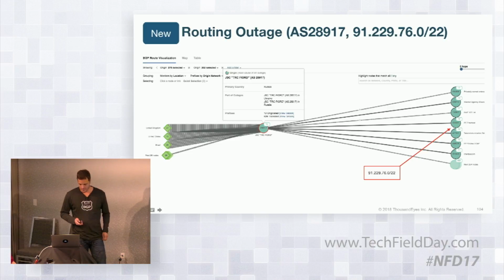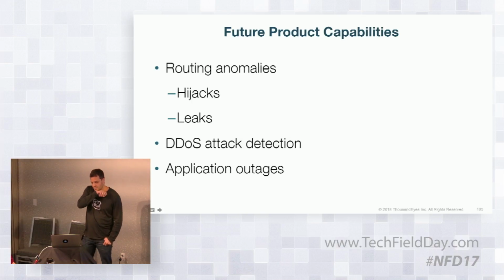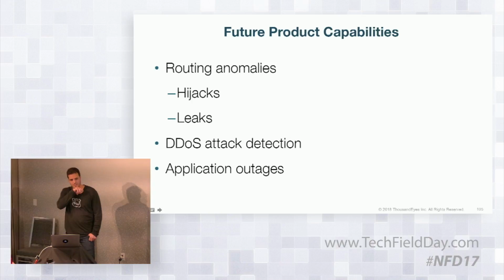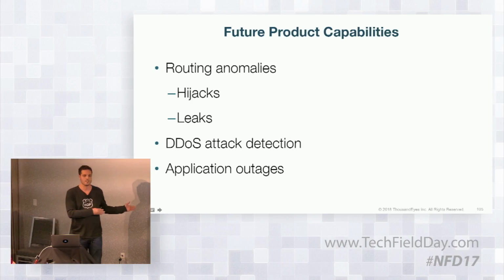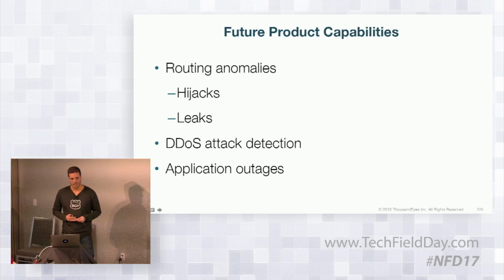In terms of future capabilities that we're currently working on, everything I talked about so far is going to be available in the beta. But we are still working on other things that are going to be available after the beta, either at GA time or even after GA. We're also looking at routing hijacks and leaks.